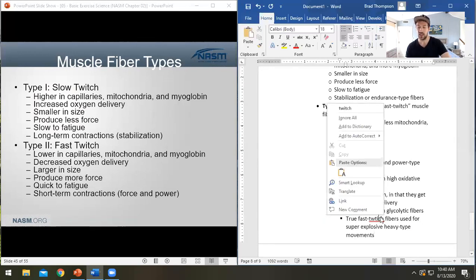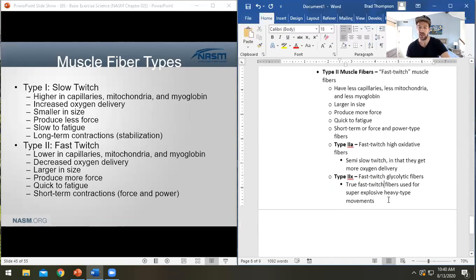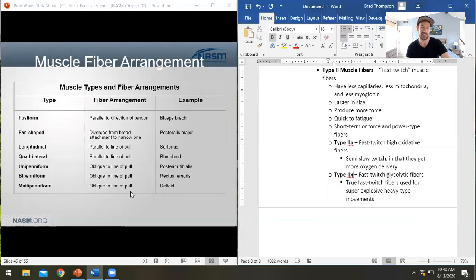Okay, so those are like the real heavy duty fibers. Those are your fast twitch. So this might be the difference. Type 2A might be like a bodybuilder. They do relatively low reps, but they're still lifting pretty heavy. Whereas type 2X is like a power lifter who's lifting 3 reps at the most, but oftentimes it's like 1 done, because that's how they fatigue.